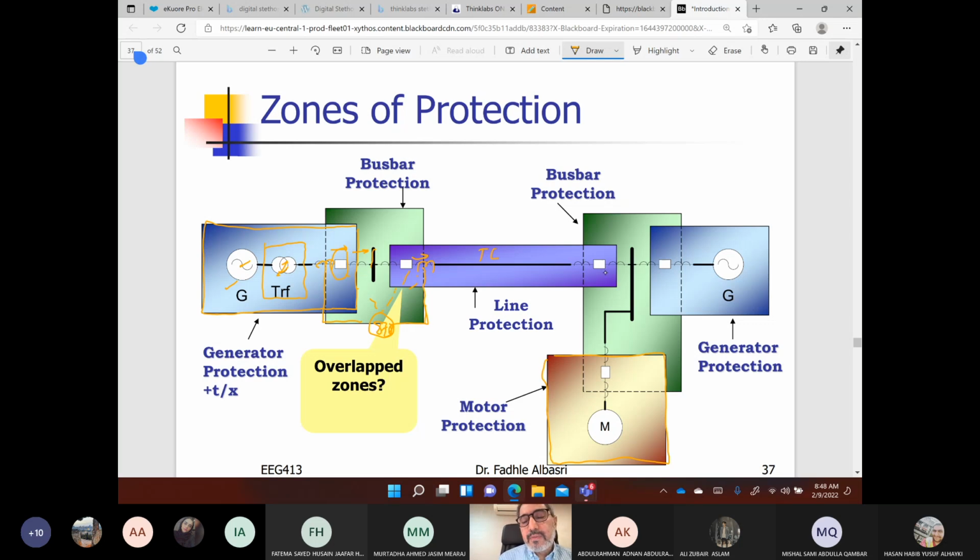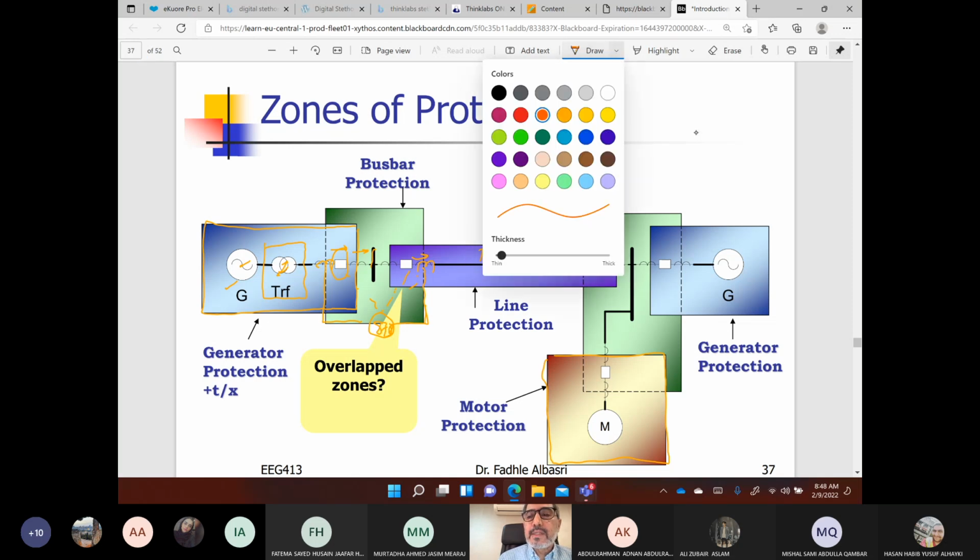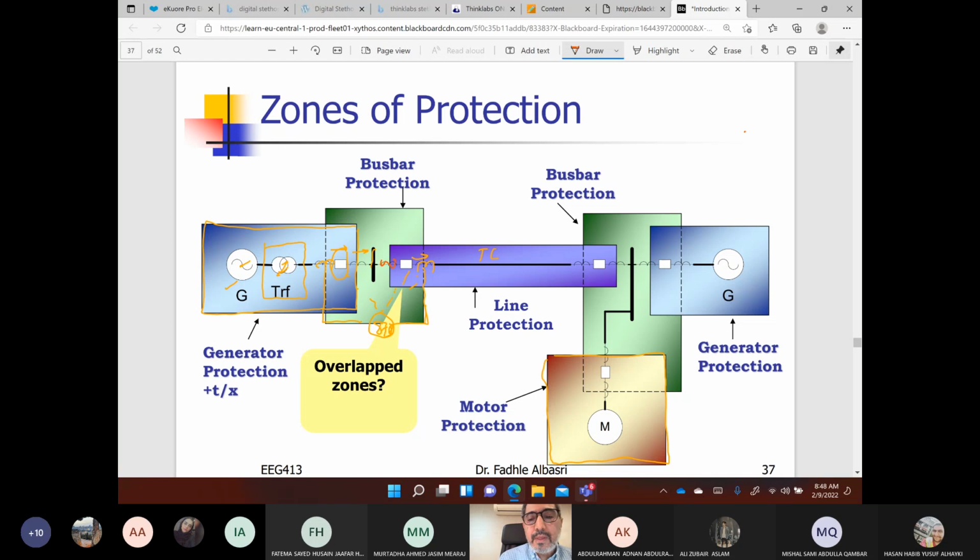While for a transmission line, we will take the CTs here and the CT here, and this will go to protection functions. So sometimes we have a protection function here that looks for faults in this direction, and we have a protection function here that looks for faults in this direction. And this is like, let's say, the 21, the distance relay.